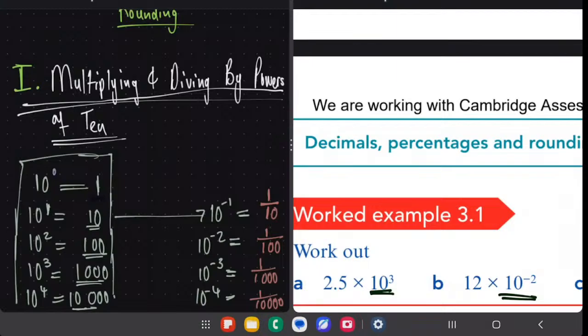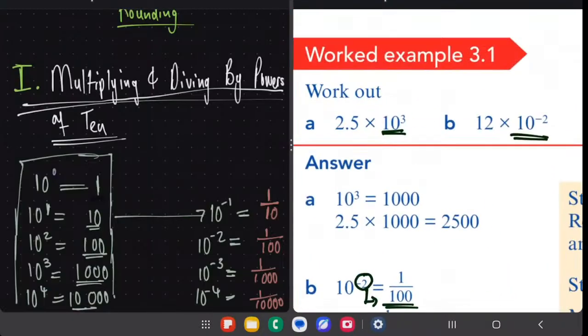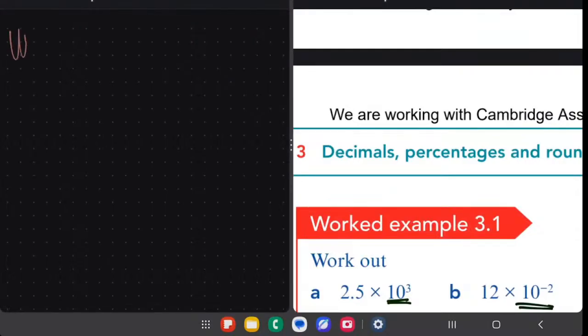Okay, let's multiply now. Everything becomes easy. Right. Let's do this first one. They tell us work out. Let's do the questions, because we now know what each means. So they say work out, then they give us the things to work out. Let's see what they want us to work out.